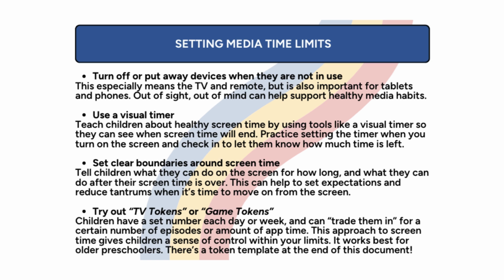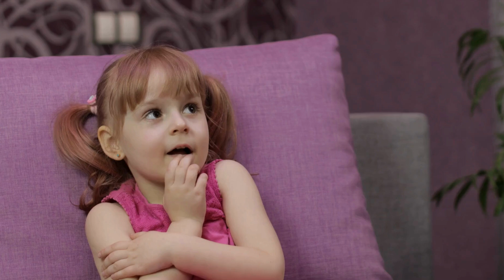Setting media time limits. Another focus area could be setting media time limits and ensuring that devices are turned off when they're not in use. It's essential to maintain a balance between screen time and real life. Use your device's built-in screen time limits to help you stick to your goals. This includes turning off the TV or other devices when they're not actively being used.